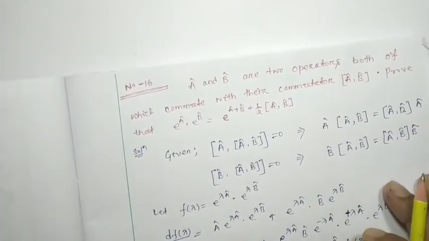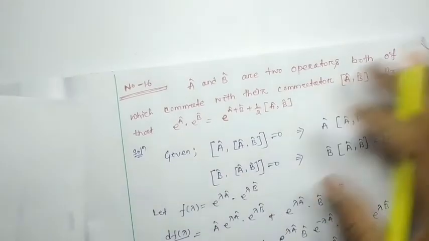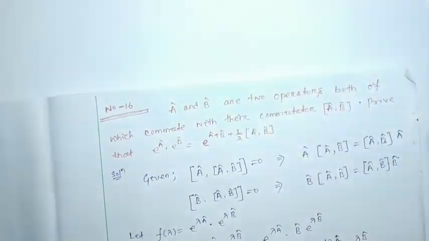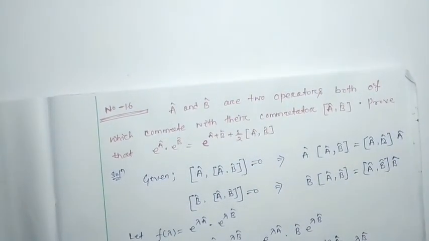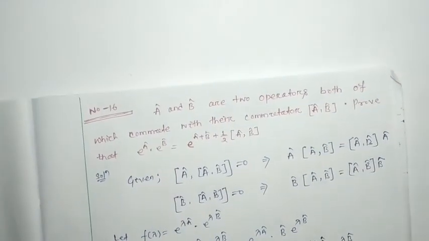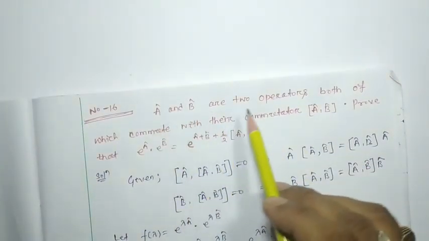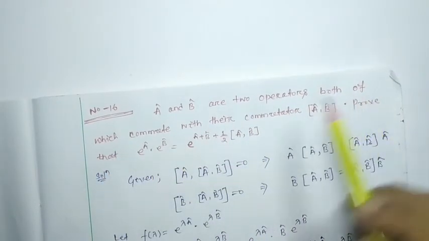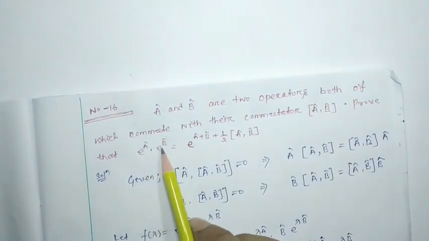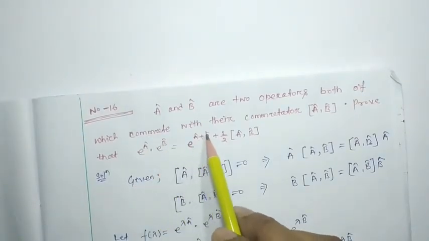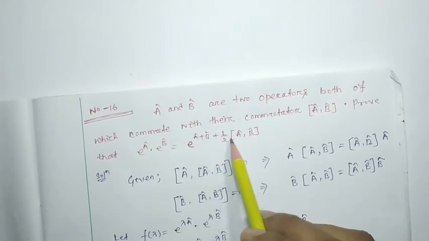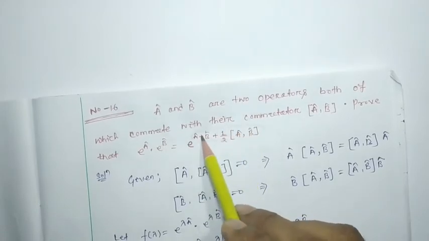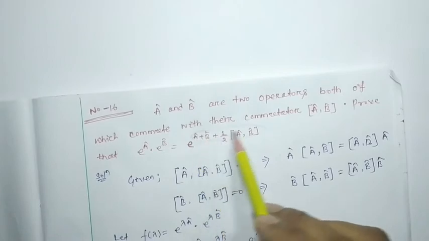The next question is very important as far as your university exam is concerned. A cap and b cap are two operators, both of which commute with their commutator. Prove that e to the power a cap into e to the power b cap is equal to e to the power of a cap plus b cap plus 1 by 2 times the a cap b cap commutation. This whole term is the exponent.